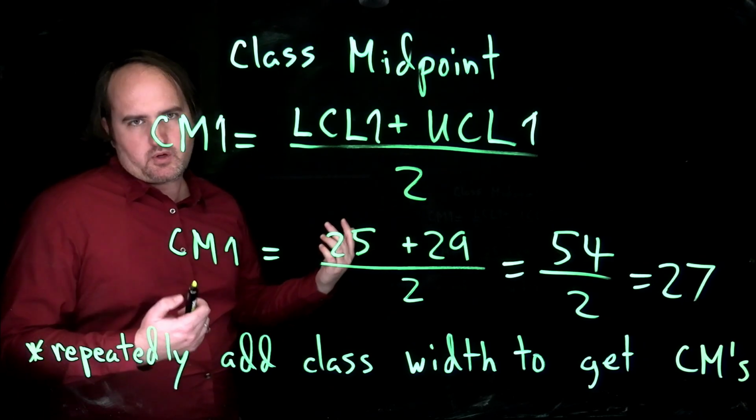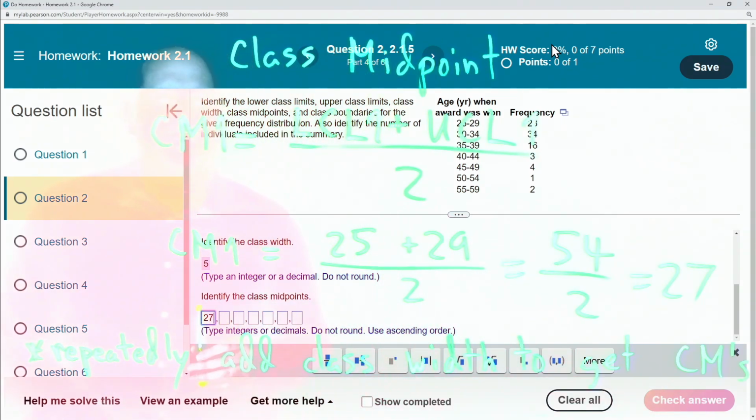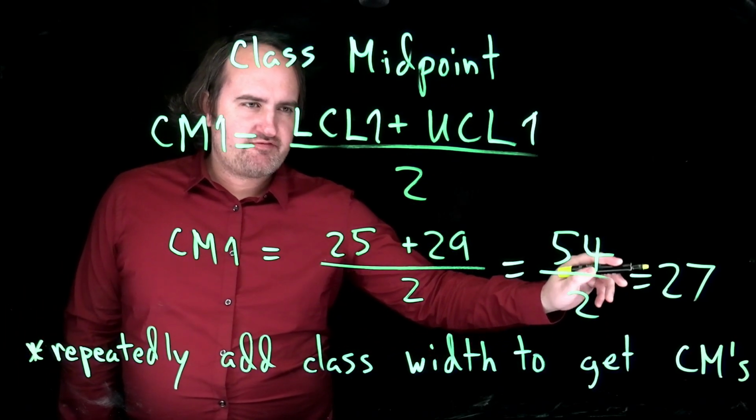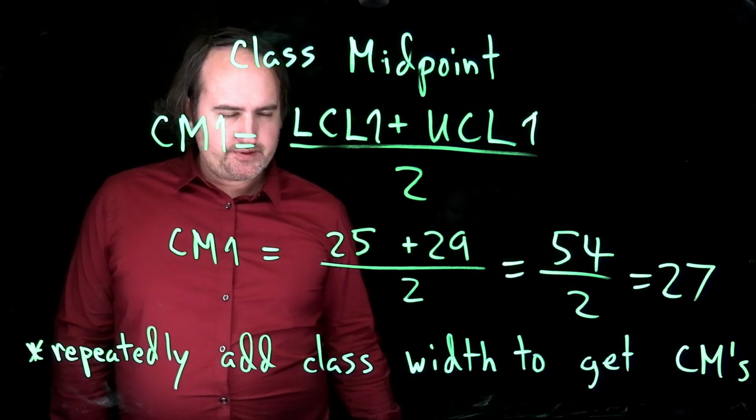So how's that going to work? Well, it's really pretty straightforward. So we started with 27. Okay, so to get the other ones, remember that the class width here is listed as 5. So our class width here is 5. So that means we're just going to keep adding 5 to 27 to get all the other class midpoints.